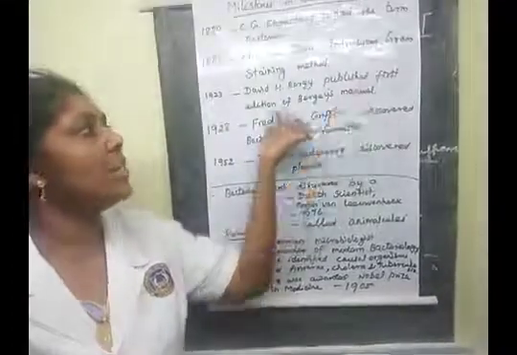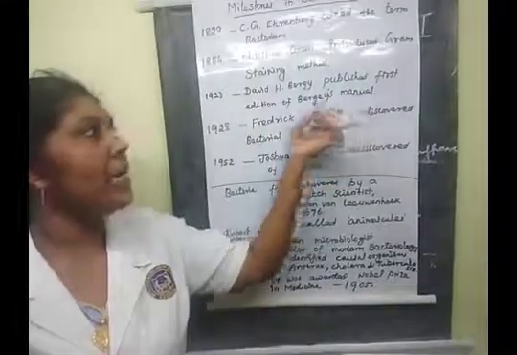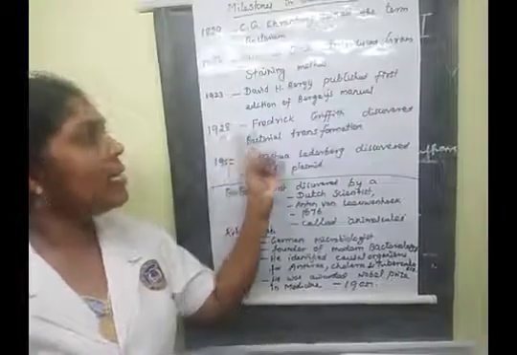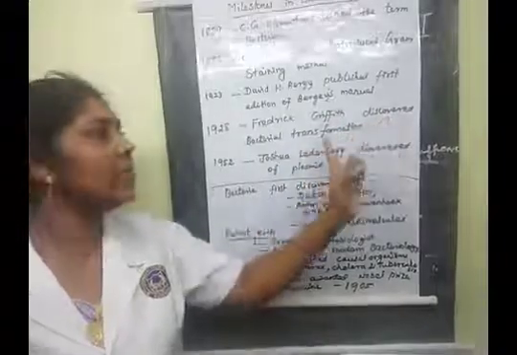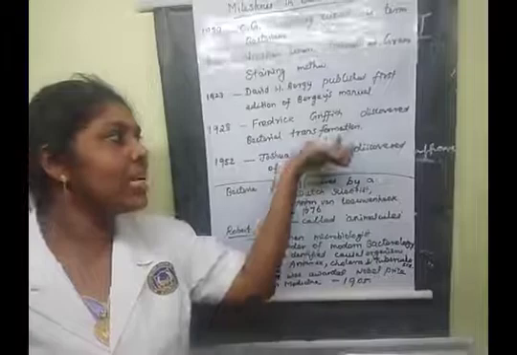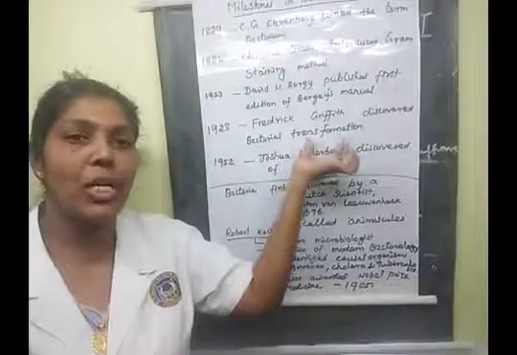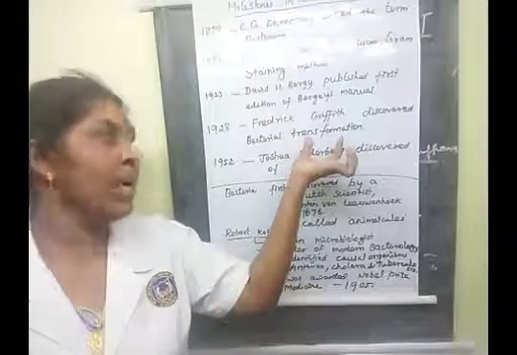Next one, 1923, David Hendricks Bergey. This person published the first edition of Bergey's Manual. Okay, the Bergey's Manual. 1928, Fred Griffith. This person discovered bacterial transformation. Bacterial transformation comes under one of the types of sexual reproduction. Okay? Yes.